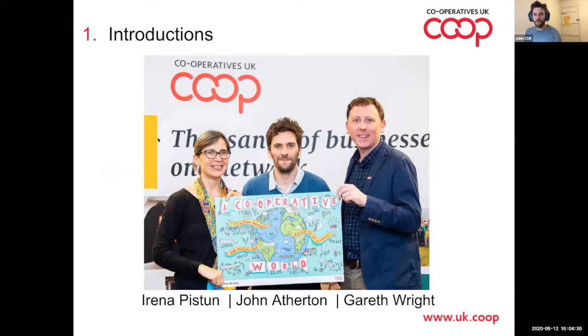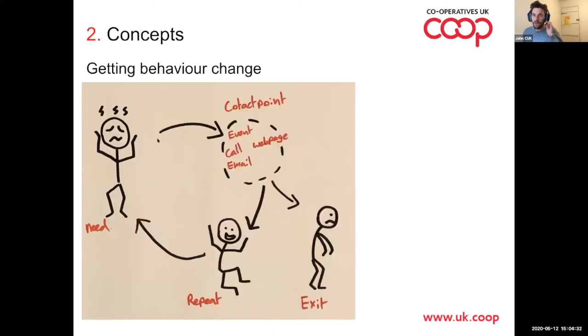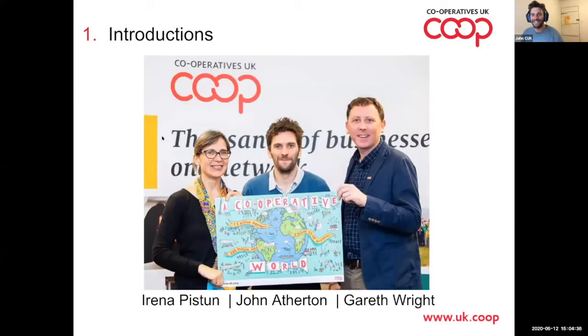Next slide. So this is the membership team at Co-ops UK, if you can see it on the screen. I'm in the middle wearing another blue jumper and hair just as dishevelled as it is there. That's lockdown for you. My name's John Atherton and I'm head of membership at Co-ops UK. I've been here for getting on 12 years now. And then next up we have Irina. Do you want to introduce yourself?